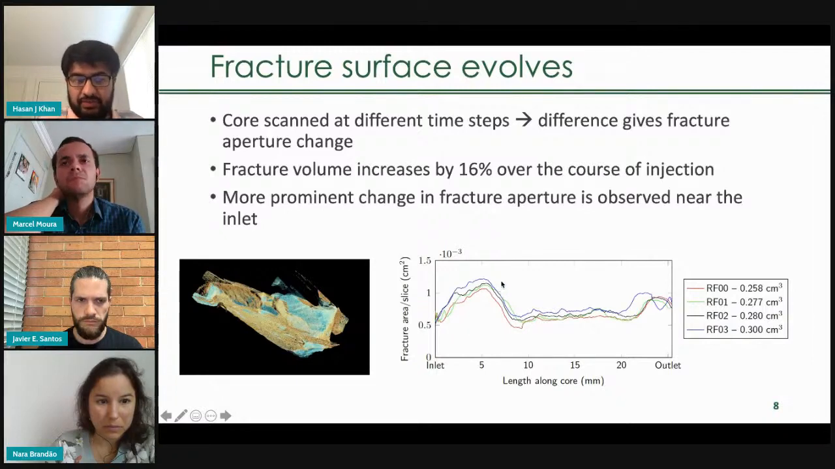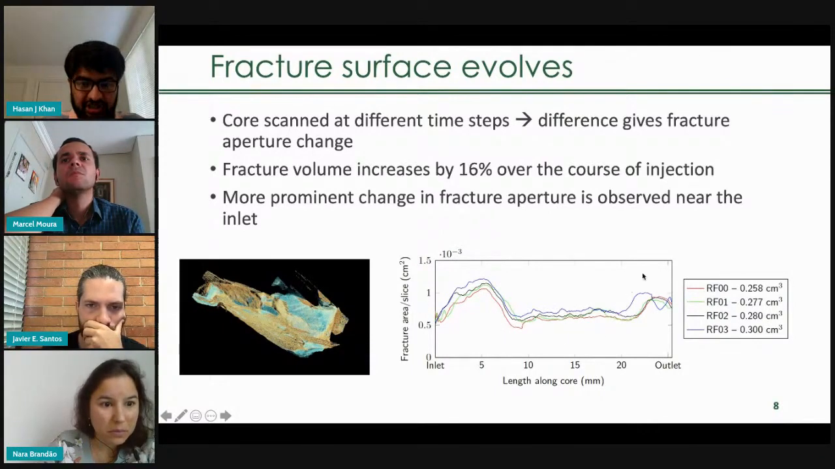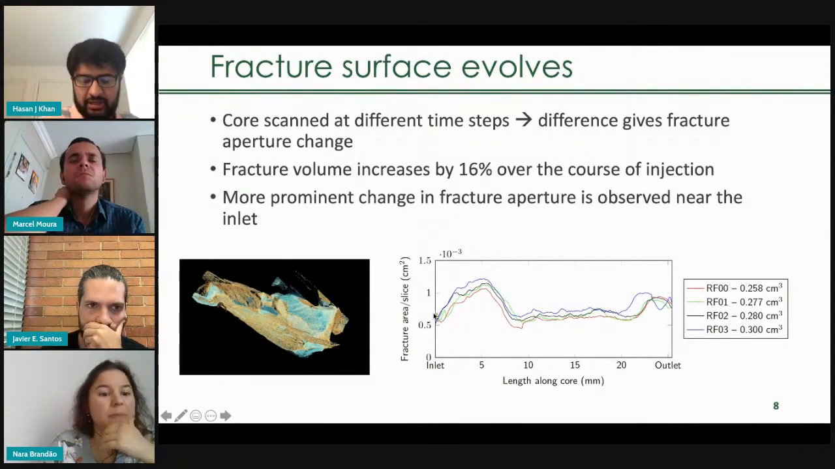The reason I say that we see a more prominent change in the fracture aperture near the inlet is that if we look at all the subsequent scans, we see that the highest change is observed near the inlet. So if you transition from the red line to the blue line, most of the change is observed here. We see a significant change here as well, but most of the value has been changed in this part. So that's what I was trying to get across.